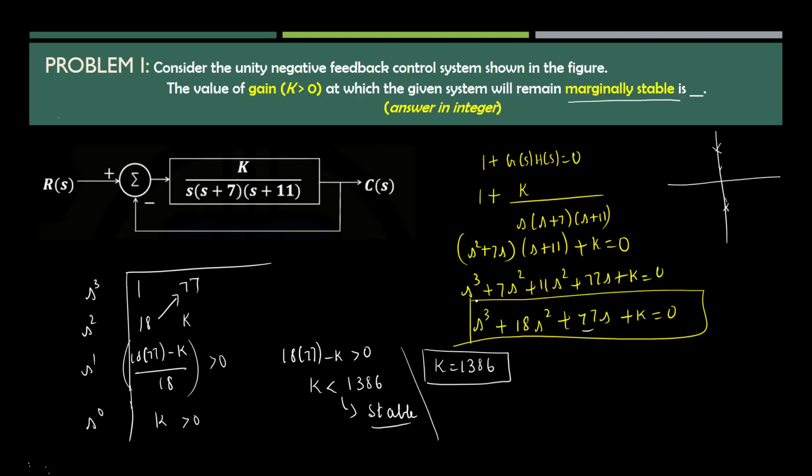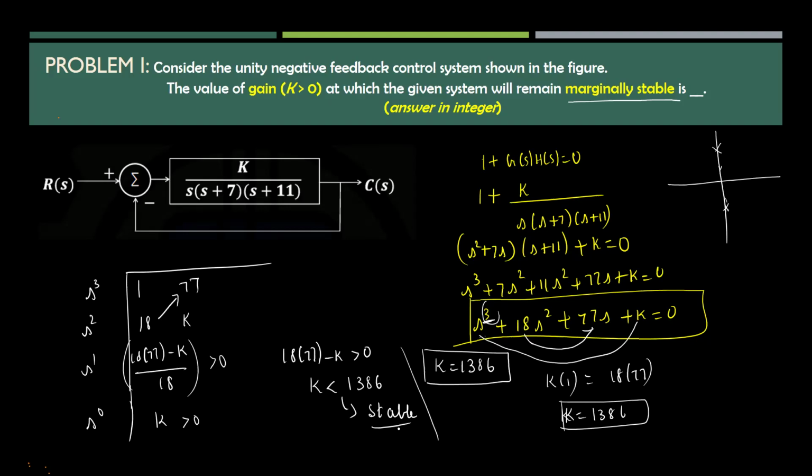Another thing: since this is a cubic polynomial, we can find it directly by equating the internal product of coefficients and the external product of coefficients. So k into 1, the external product, is equal to 18 into 77. Therefore k equal to 1386. By this method also we can find it for a cubic polynomial. If it is a higher order polynomial, we need to use the Routh array and we can find the k.